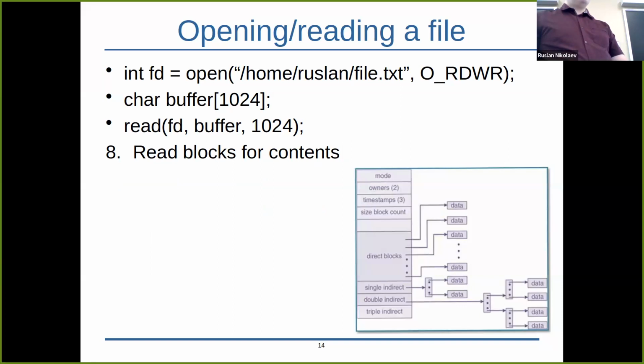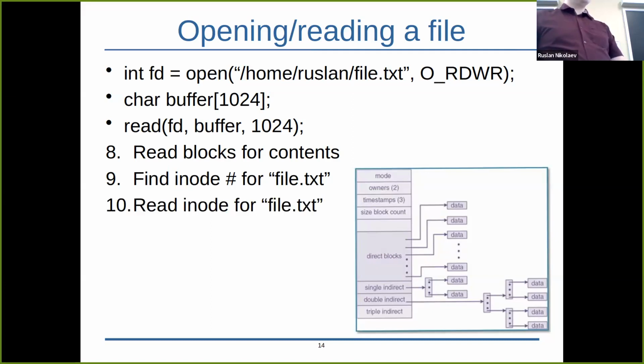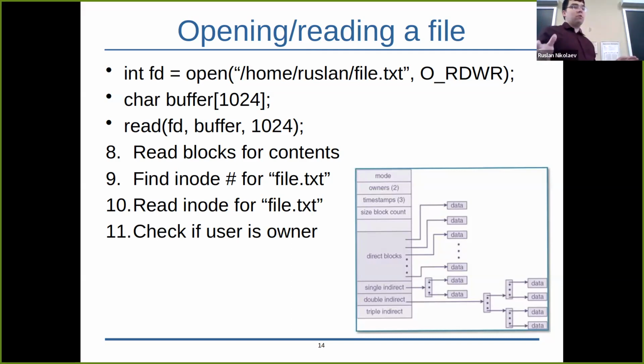Again, now we're in that directory. We're going to find file.txt, right? Find the inode number for file.txt. Again, we read the inode for file.txt. Finally, we check, because we are about to open that file, right? We're about to complete this open operation.